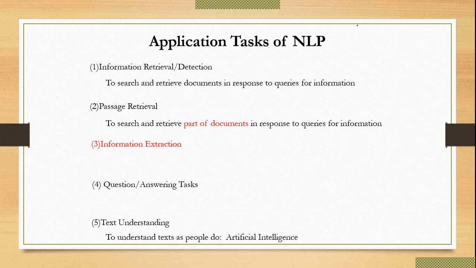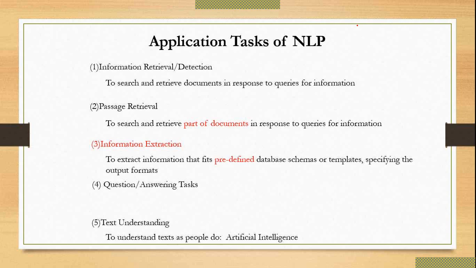Okay, so once you detect the information, the next task is to find out the part of your document, that is, whether that part is related to your searching data or not. Then information extraction: once you find the documents, from that document you have to extract the information that fits predefined database schemas or templates, and specify the output format.